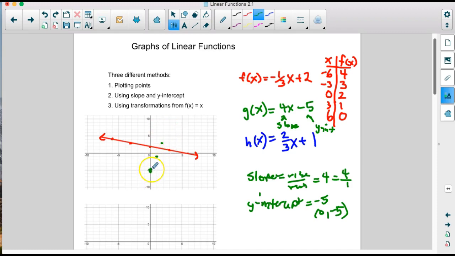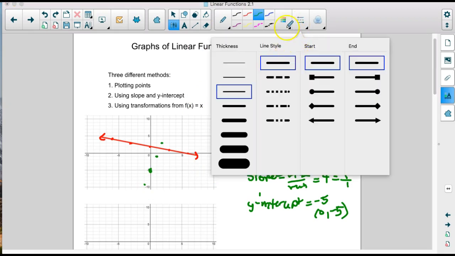We can also go the opposite, which would be going down 4 and left 1, because that would be -4 over -1. So if we go down, that's -4, left is -1, so that's still 4 for slope. So we're still going to draw our line through it.